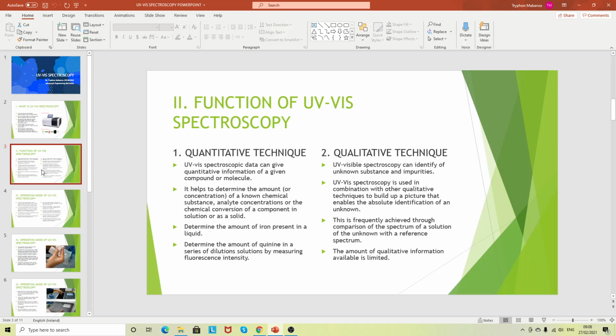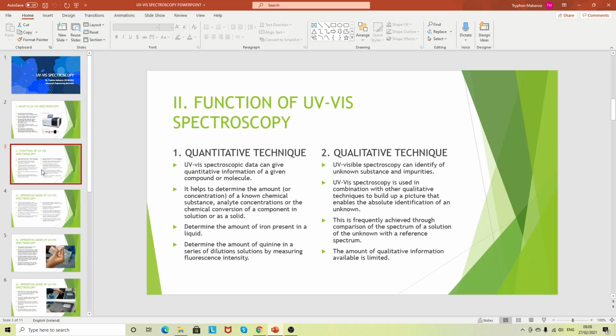So what is the function of UV-VIS spectroscopy? UV-VIS spectroscopy can perform two functions: a quantitative function or a qualitative function. About the quantitative technique, UV-VIS spectroscopic data can give quantitative information of a given compound or molecule. It helps to determine the amount or concentration of a substance, analyze concentrations, or the chemical conversion of a component in solution or as a solid. It can determine the amount of ion present in a liquid or determine the amount of quinine in a series of dilution solutions by measuring fluorescence intensity. So by the quantitative technique, UV-VIS spectroscopy will determine the amount of a substance in a sample and how much light that compound absorbs.